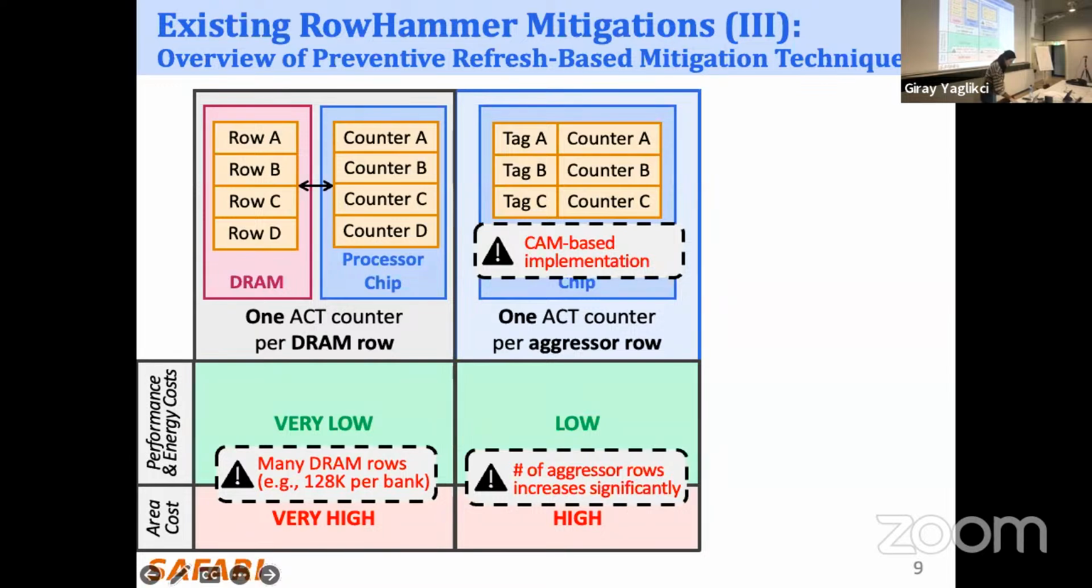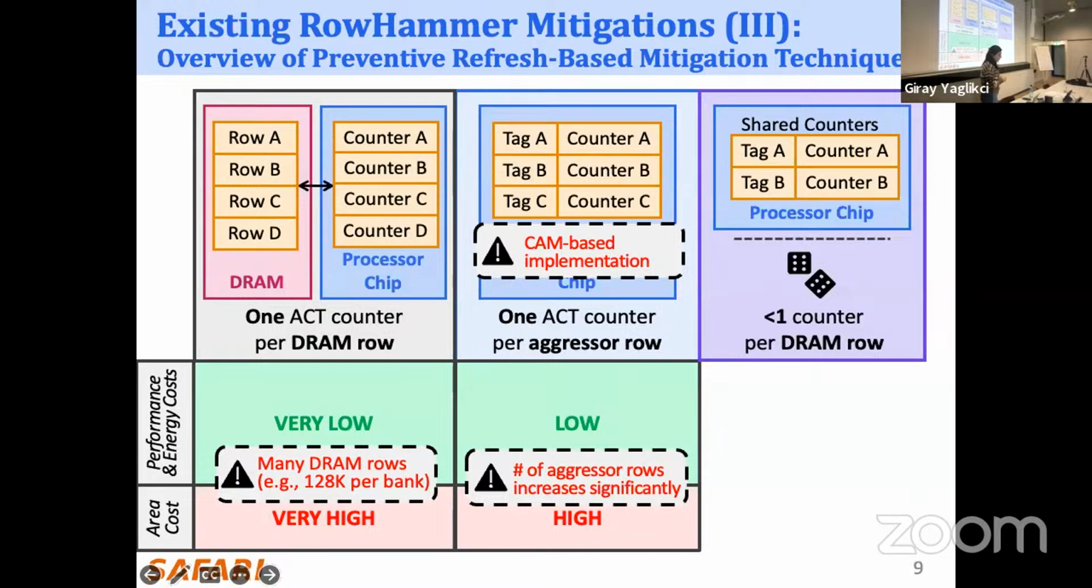The third approach reduces the number of counters and allocates less than one counter per DRAM row, either by introducing shared counters that group some DRAM rows to track them together, or by introducing probabilistic refreshes. Since we are reducing the number of counters that we implement, the area costs are low. However, especially at low RowHammer thresholds, the performance and energy costs increase a lot.